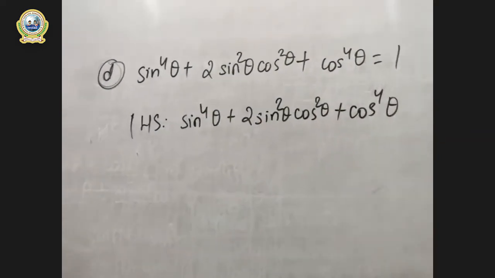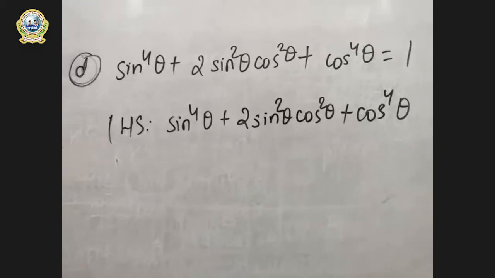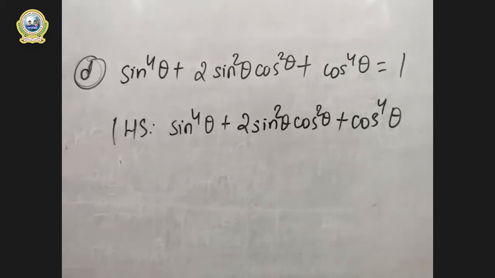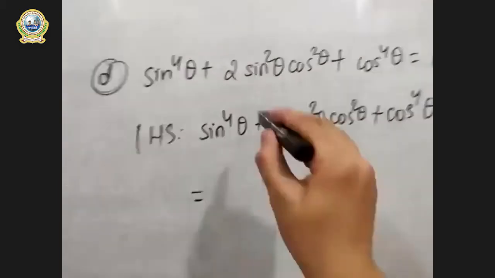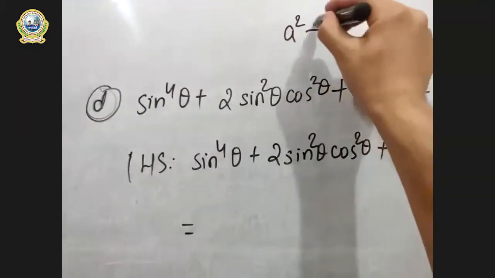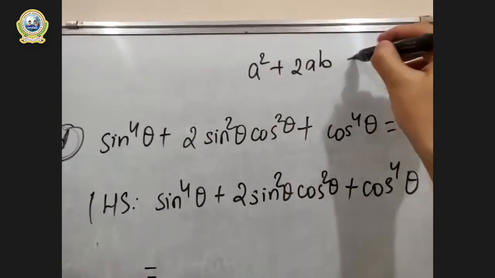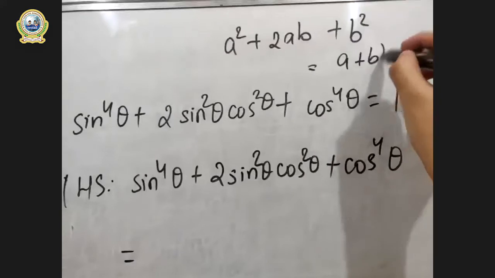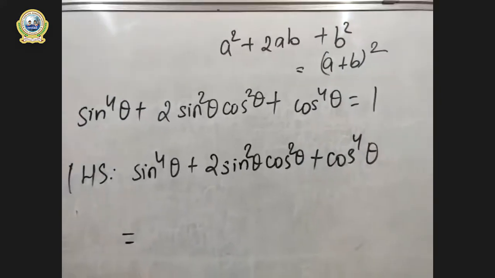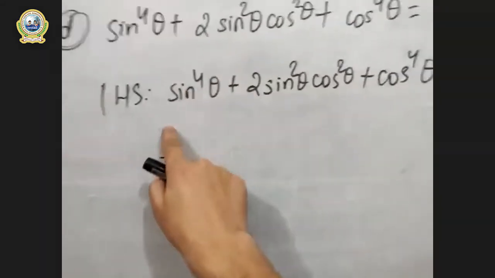And I think this is straightly arranged into the pattern of a formula. Look at this clearly. If you are given a square plus 2ab plus b square, what will you write? You will write a plus b whole square, right? This is very simple. So I think this is even arranged in the same pattern.